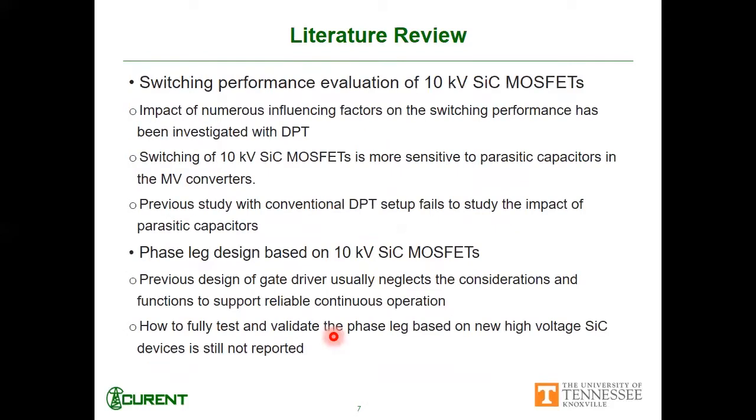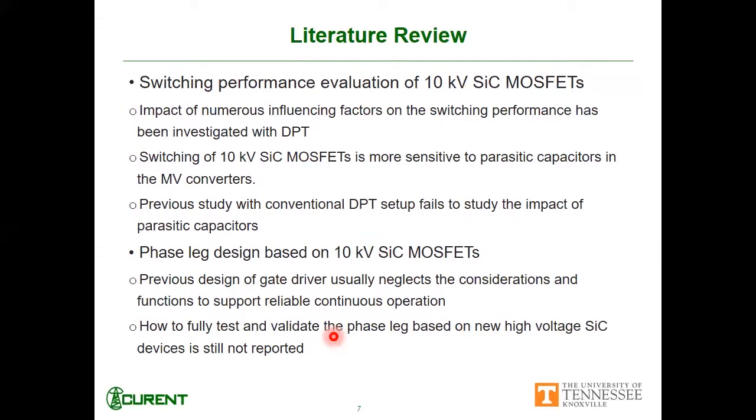And with DPT, the impact of numerous factors on the switching of 10 kV silicon carbide MOSFETs has been investigated, like the gate resistors and also the temperature. However, the switching of 10 kV silicon carbide MOSFETs, because of faster switching speed, is actually more sensitive to the parasitic capacitors in the converter. But the previous studies have not been able to analyze this because their DPT setup is only designed for DPT. It's very different from the real converter, and it's designed to minimize those converter parasitics.